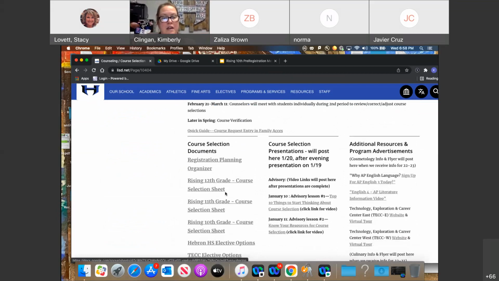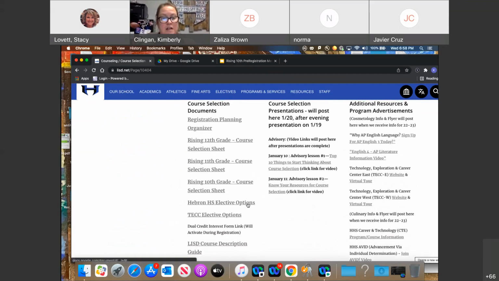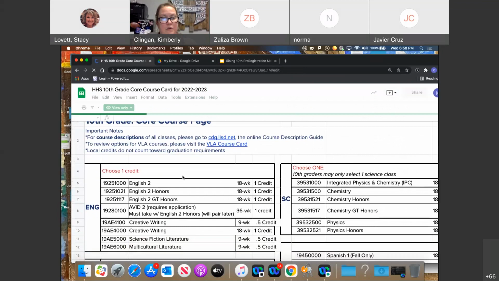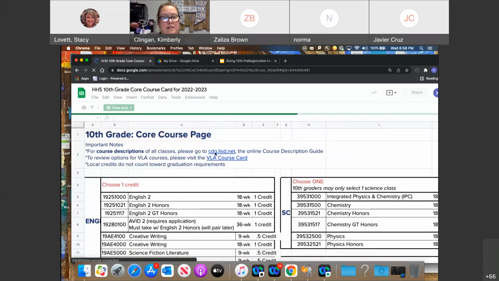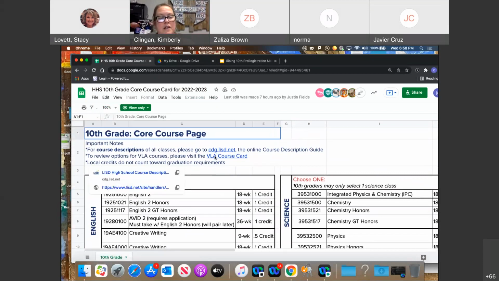We also have the Rising Different Grade course selection sheets, Rising 10th grade course selection sheet. This is the one that your students are going to need. And this is what it looks like. This also has a link to the course description guide where students can see descriptions of the classes. And also it has a link to the VLA course card.